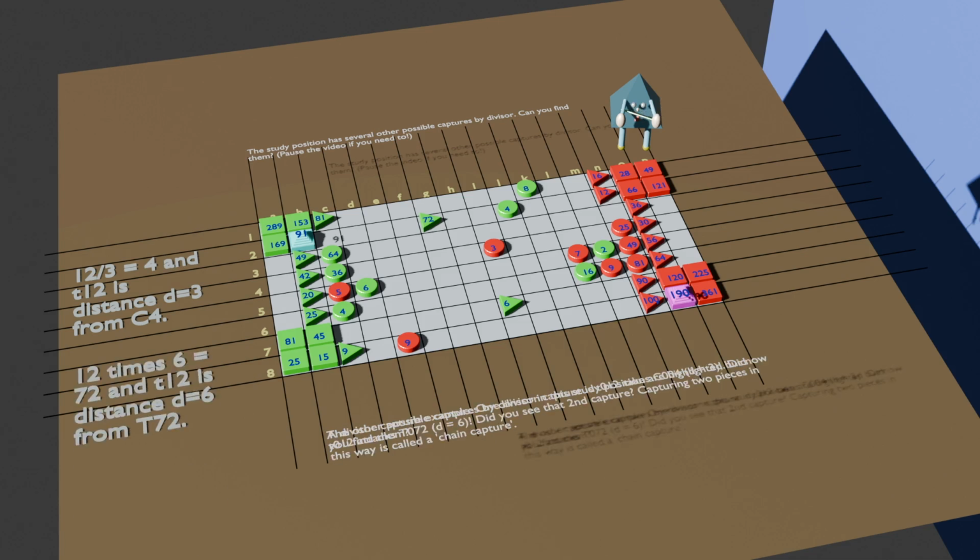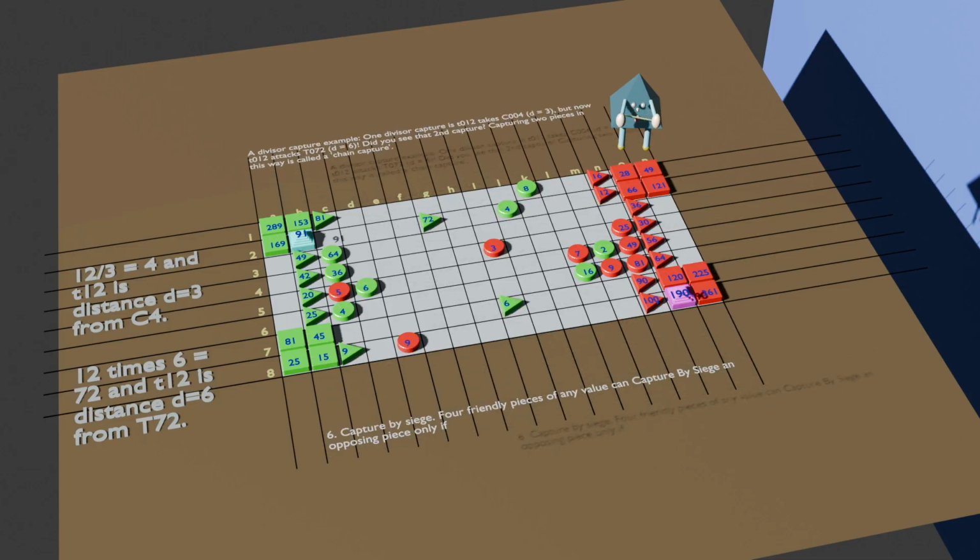A divisor capture example. One divisor capture is the black triangle T12 takes the white circle C4. D equals 3. But now T12 attacks the white triangle T72. D equals 6. Did you see that second capture? Capturing two pieces in this way is called a chain capture.